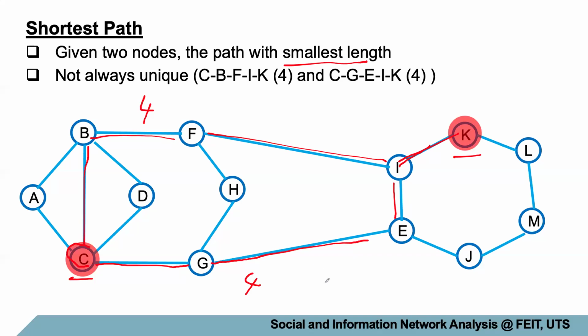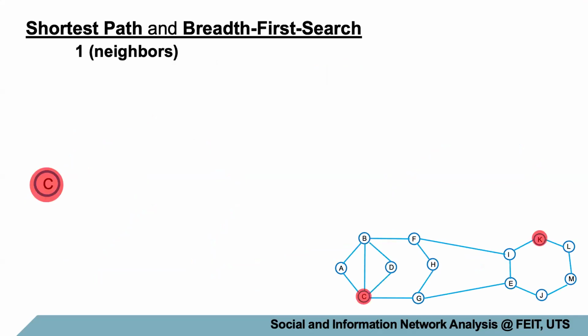So how do we find the shortest path between two nodes? One simple way is just to use breadth first search, or BFS.